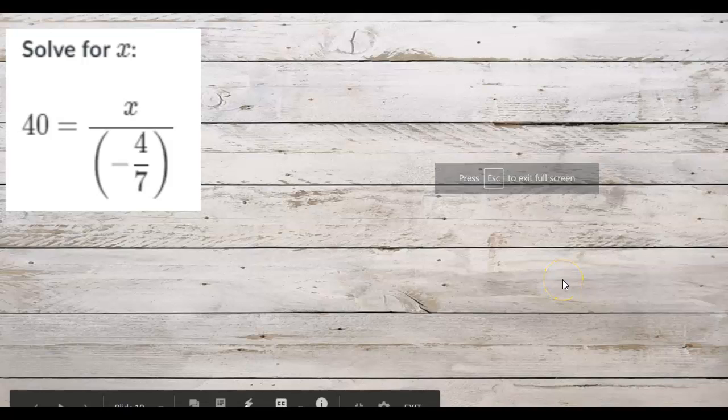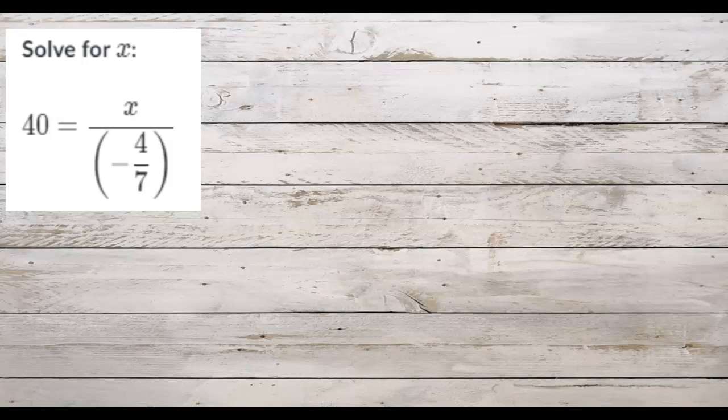So when we ask ourselves, why is x not alone? What's being done to x? If we read this, what's being done to x? It's a fraction. Yeah? And what is a fraction? A fraction is really a what problem? Division. So x is really being divided. What's the opposite of division? Multiplication. So, now wait a minute.